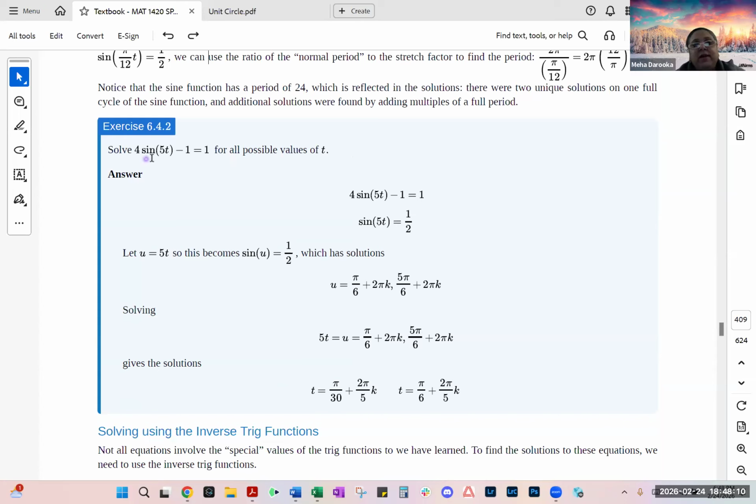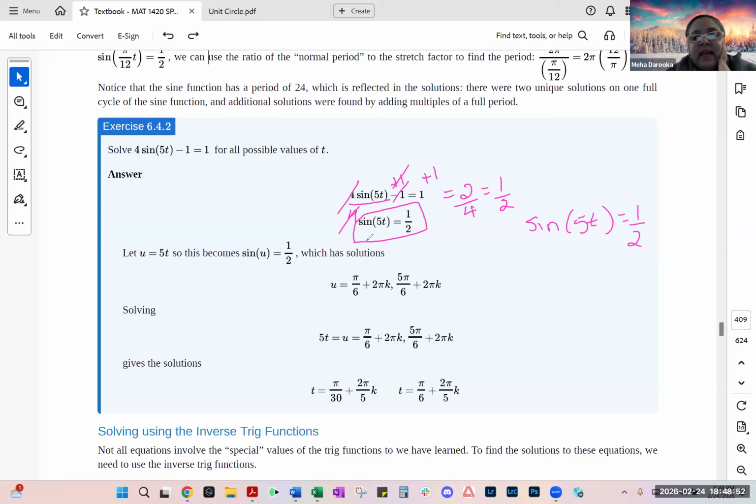You are given 4 sine of 5t minus 1 equals 1. So again, you need to isolate that sine function. You can start by adding that 1. So 1 plus 1 will give us 2 on the right-hand side. And then to get sine by itself, we will divide both sides by 4. So you can see 4 and 4 will cancel out, and that's where you got sine of 5t. 2 divided by 4, of course, reduces down to 1/2. So that's how they came up with that equation. Move the 1 to the other side, divide by 4, and you have your simplified function.